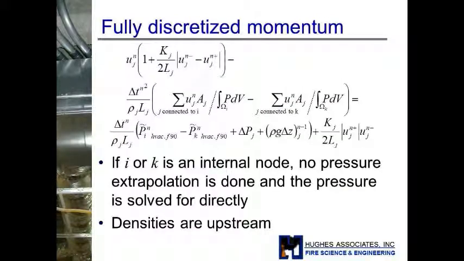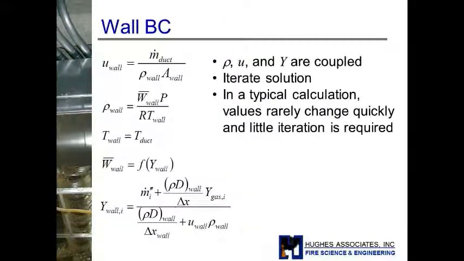So when we put it all together, we get this fully discretized momentum equation. For every duct in the system, we'll have an equation, and that equation will contain terms for every other duct that is somehow coupled to it. This then gives us a large linear system that we have to solve within FDS. And we always use upstream densities within the duct, so that wherever the flow is coming from, the upstream node is used for densities.